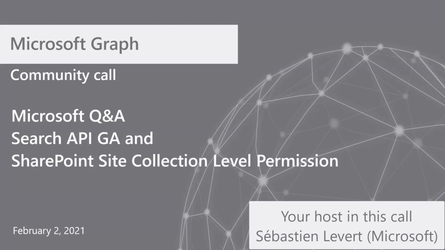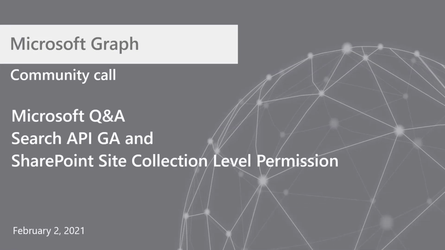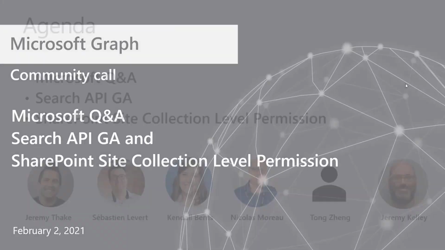We are February 2nd, 2021, our second call of the year, where we're going to have three really cool topics today, where we're going to discuss something new that we're announcing today regarding Microsoft Q&A. We're going to talk about the Search API GA, and we will be discussing the SharePoint site collection level permissions for Microsoft Graph. So quite excited about all these topics today.